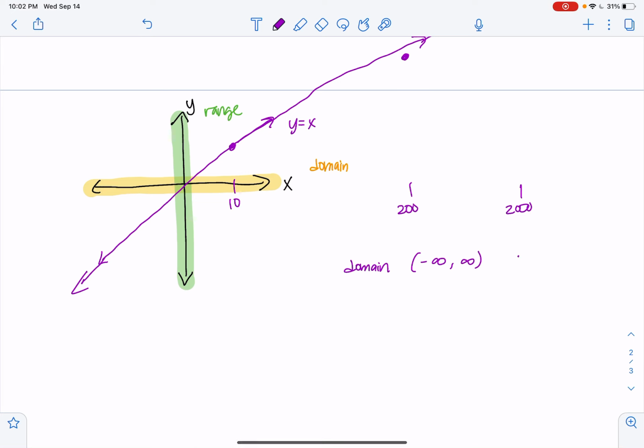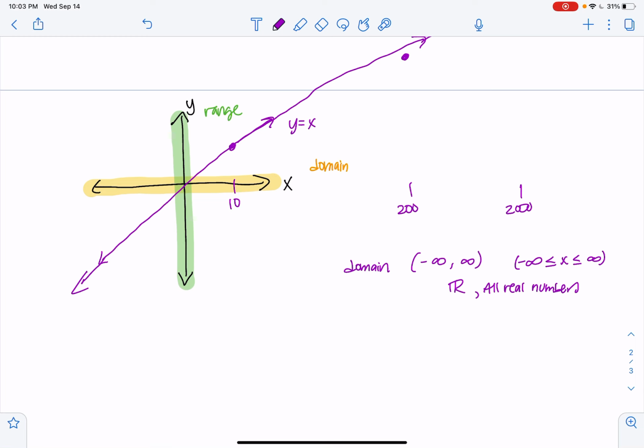I think another way you can also write it is negative infinity is less than or equal to x, less than or equal to infinity. And you can also say all reals. This is the symbol for it, or you can write all real numbers.